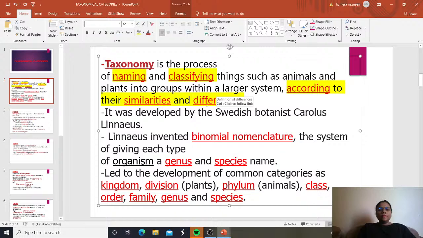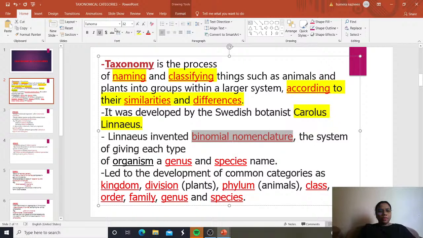Who developed this? It was developed by the Swedish botanist Carolus Linnaeus, who gave this taxonomy, or system of classification. Taxonomy is the process of naming and classifying things such as animals and plants into groups within a larger system based on their similarities and differences. Who is this Carolus Linnaeus? He is a Swedish botanist. What did he invent? He invented binomial nomenclature.